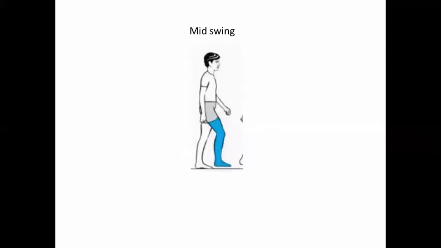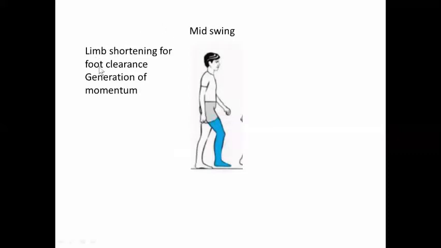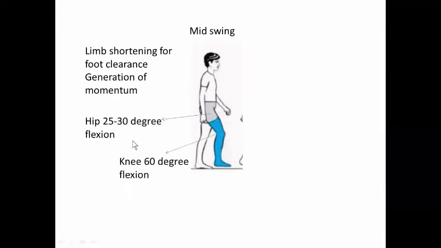Another subphase is mid-swing. Mid-swing requires limb shortening for foot clearance and also the generation of momentum. In this phase, the hip will be in 25 to 30 degrees of flexion and the knee in 60 degrees of flexion, whereas the ankle is in neutral position.